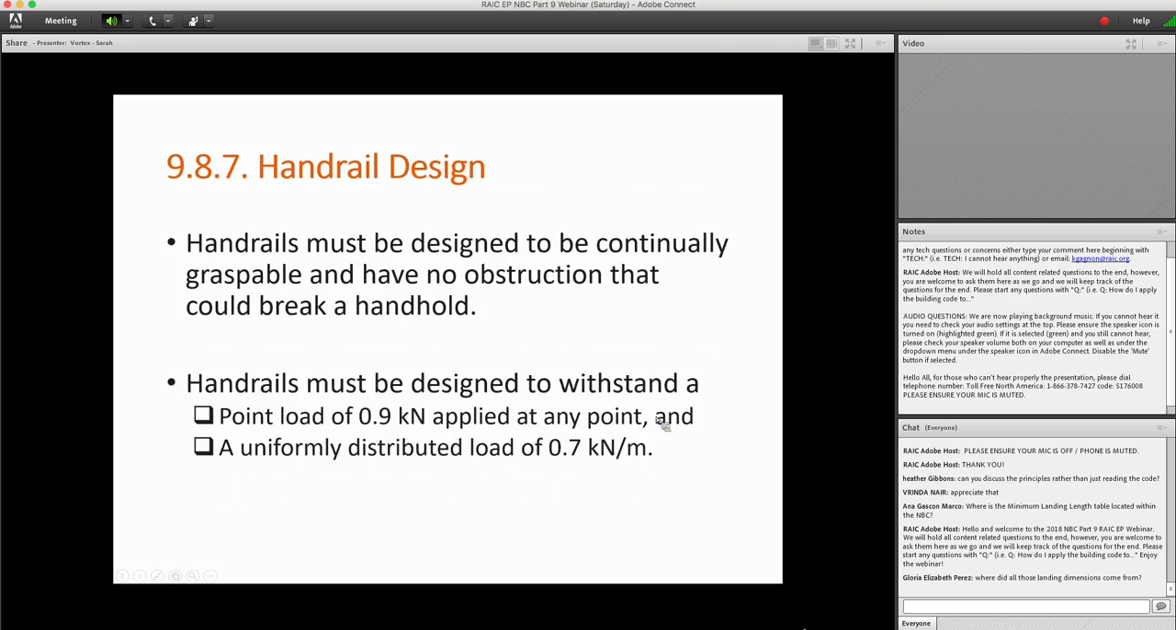There are specific requirements for handrails in that they are required to be continuously graspable. So unusual handrail shapes, whether rectangular or some other shape, may not meet this requirement because they need to be able to be grasped by anyone using them. They must be designed to withstand a point load of 0.9 kilonewtons at any point and a uniformly distributed load of 0.7 kilonewtons per meter.